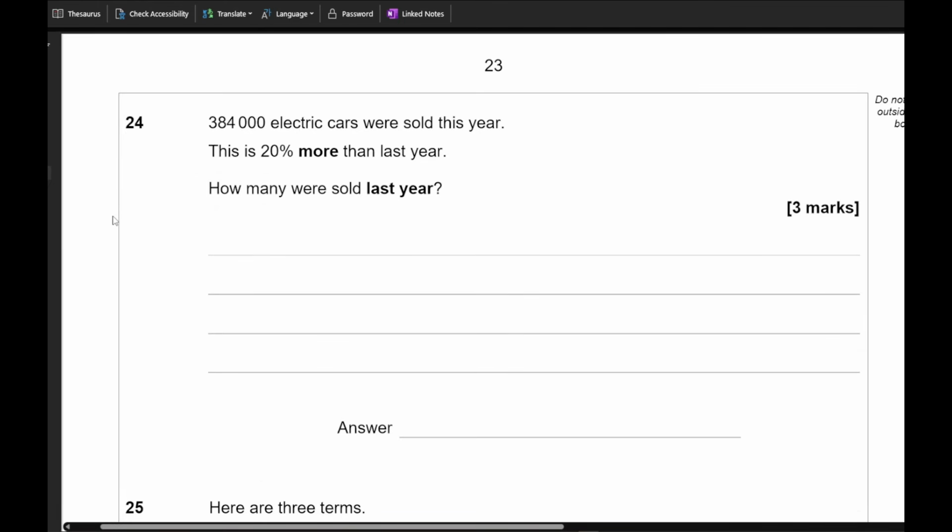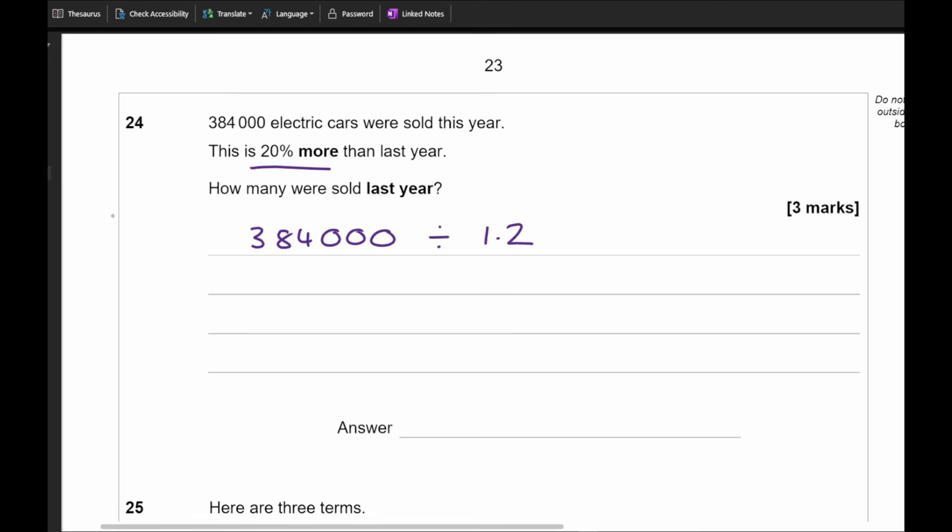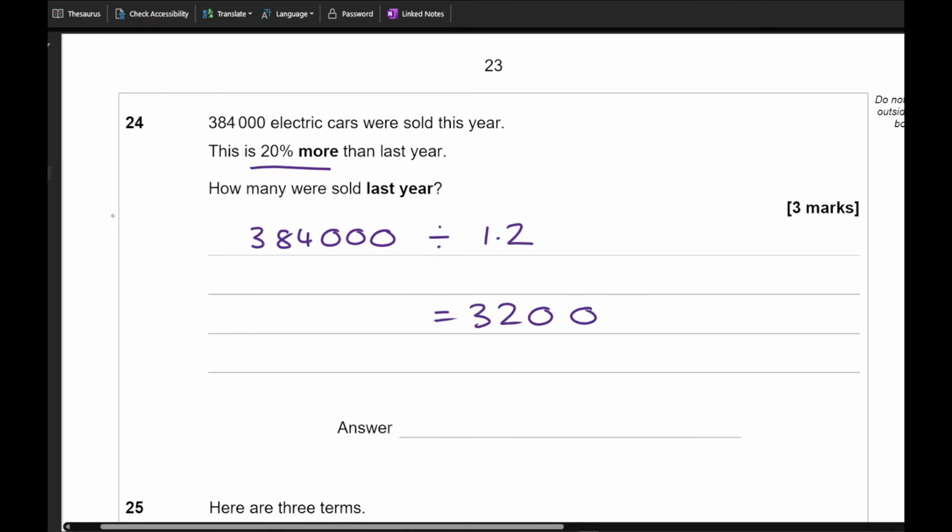Moving on to question 24, it says 384,000 electric cars were sold this year. This is 20% more than last year. Work out how much was sold last year. So for this, what we need to do is a reverse percentages question. So if I wanted to increase something by 20%, then I'm going to be multiplying it by 1.2. But if I'm wanting the previous answer, I need to divide by 1.2. So if I do 384,000 divided by 1.2 on my calculator, it gives me an answer of 320,000.